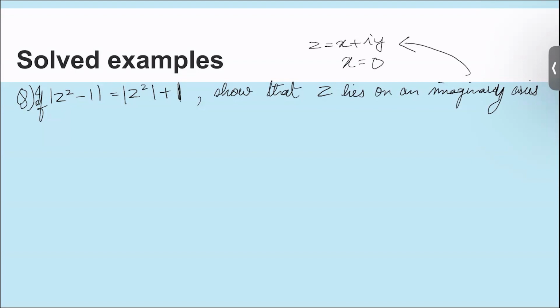Okay, so let's see whether we can get x equal to 0. So we will first take z is equal to x plus iy. Okay, so let us first find what would be the value of z squared. So that is x plus iy squared. You can expand it with the identity itself.